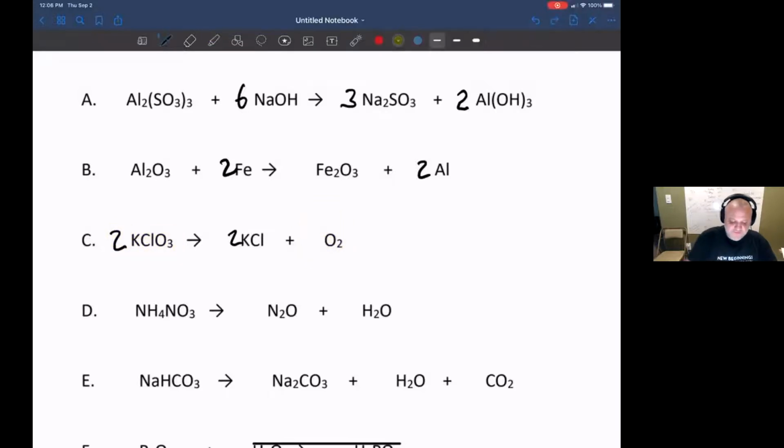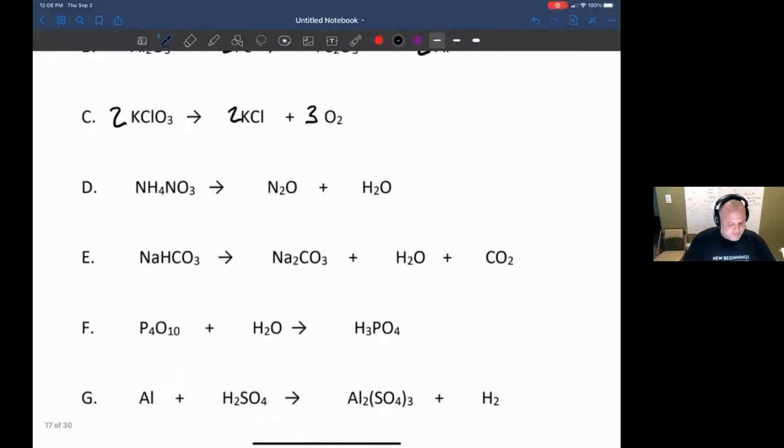And so instead of a 2, I would use a 3, and now everything is balanced. All right, so moving along, the next one has some sodium nitrate and some N2O and H2O. And it looks like I've got everything balanced. I've got 2 nitrogens on the left, 2 on the right. I've got 3 oxygens on the left, but I've only got 2 on the right.